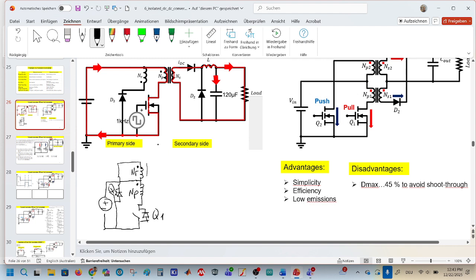And the secondary side of the transformer is again a center tapped transformer.